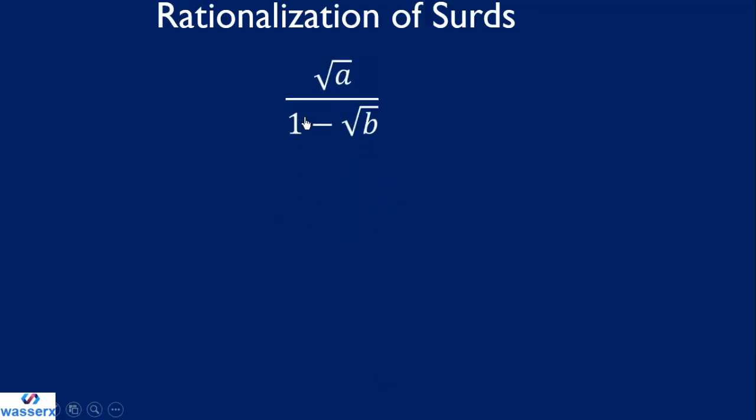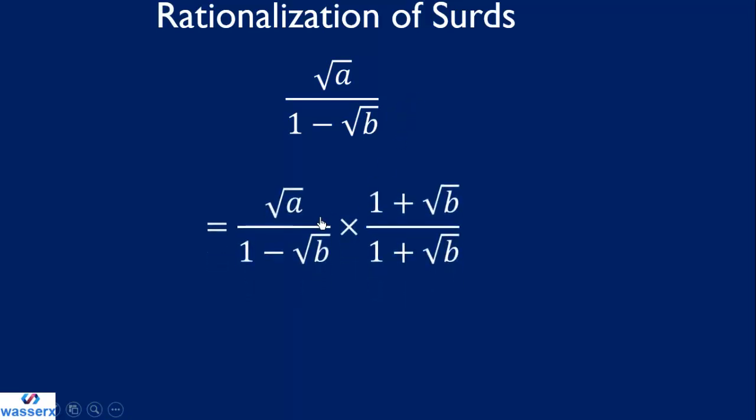What if it is of this nature? Still, we don't want the root like this, even though this is a whole number or a rational number. We don't want to see this surd in the denominator. So what do we do? We look for the conjugate of 1 minus root b, which is 1 plus root b. Use it to multiply both the numerator and the denominator.